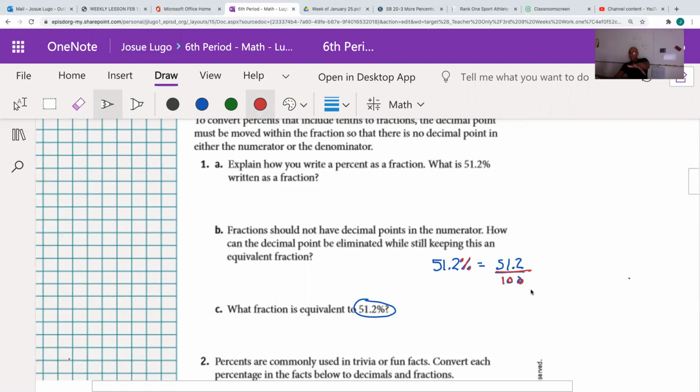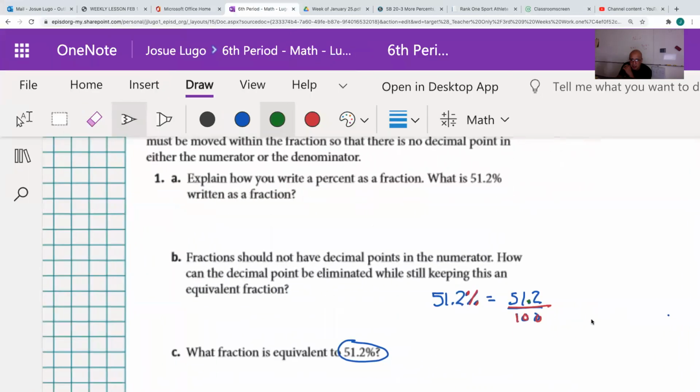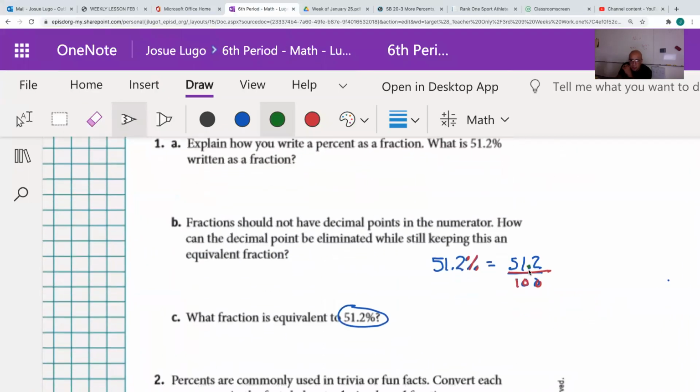Now, technically, there it is. That is 51.2% as a fraction. It's 51.2 over 100. However, we don't like decimals and fractions mixing together. So what I'm going to do is take this 51.2, take that decimal and move it to the end. I'm going to hop as many times as I need. In this case, I just have to hop one time to make it into a whole number. Well, at least the top number into a whole number.